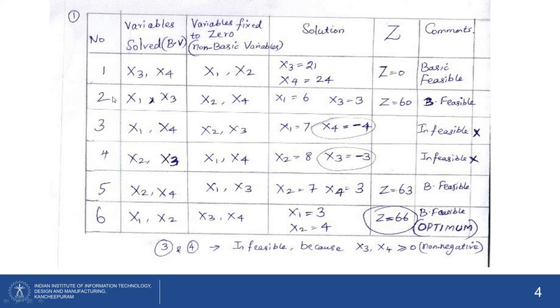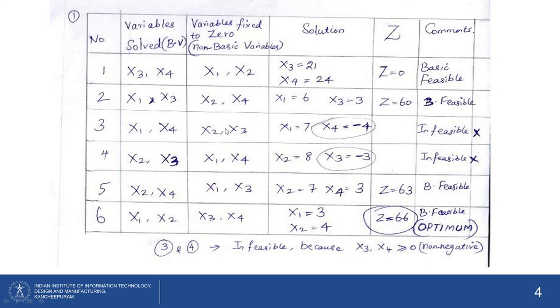Then change everything. At a time we consider only two variables as basic variables and the remaining two variables as non-basic variables. Currently we are considering x1, x3 as basic, so change everything: x1, x3 basic, x2, x4 non-basic. We find x1 = 6, x3 = 3, z = 60. This is also a basic feasible solution. Then go for another combination. Try all 6 combinations.